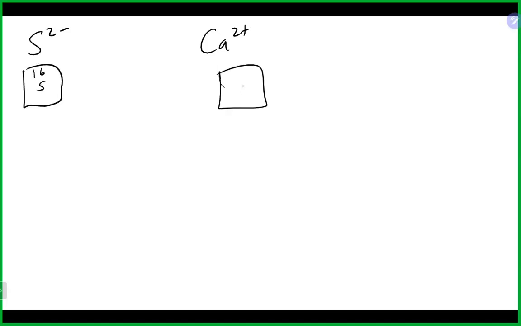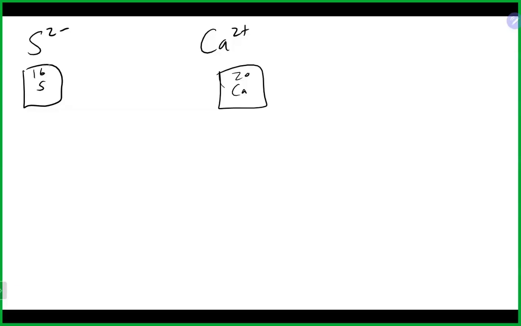So if I had, say, something like sulfur with a -2 charge and say calcium with a +2 charge, what would be the electron configuration for both of those? You look at sulfur on the periodic table, 16. Calcium is 20. Okay, so let's take a look and see.